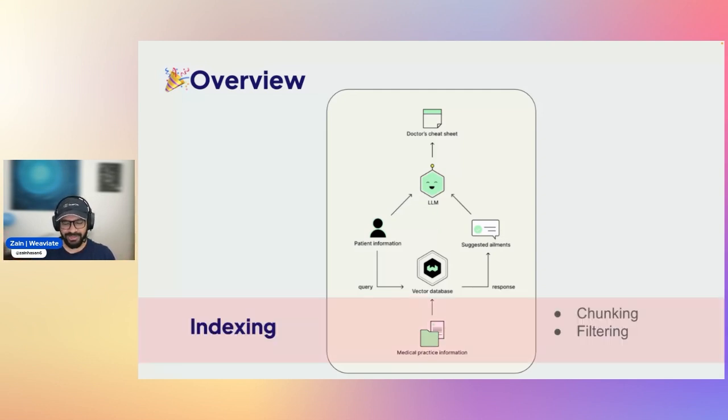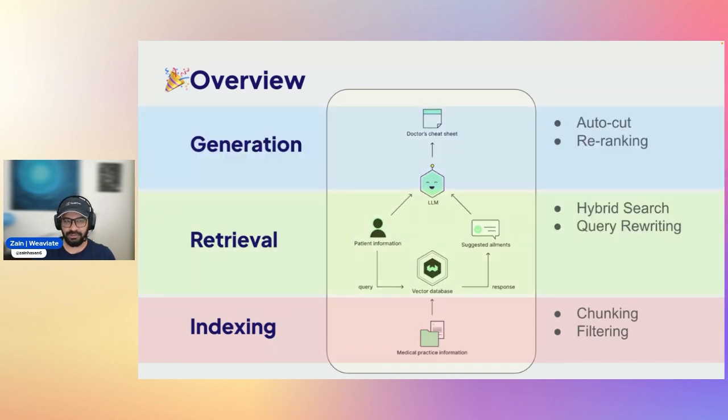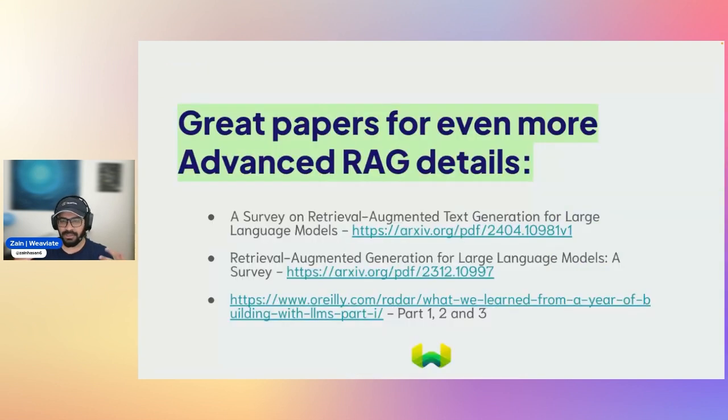You can improve indexing by doing some of these techniques that I've mentioned, retrieval and generation. And by no means have I covered all of the techniques. So if you want a more detailed approach, these are some of the papers that motivated this talk. There's also a 3-part series from O'Reilly on advanced RAG and building production level RAG. So you can read into these resources.